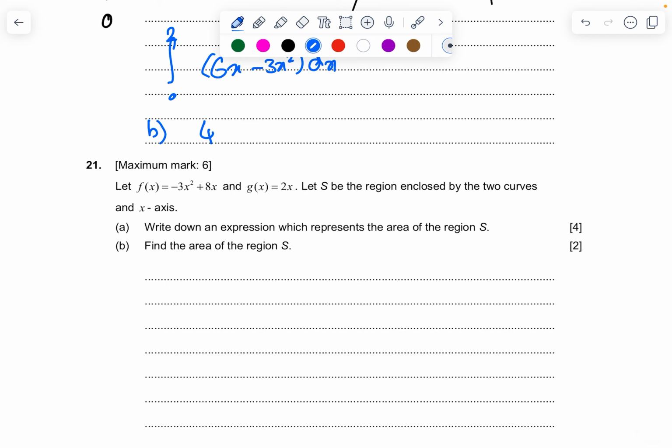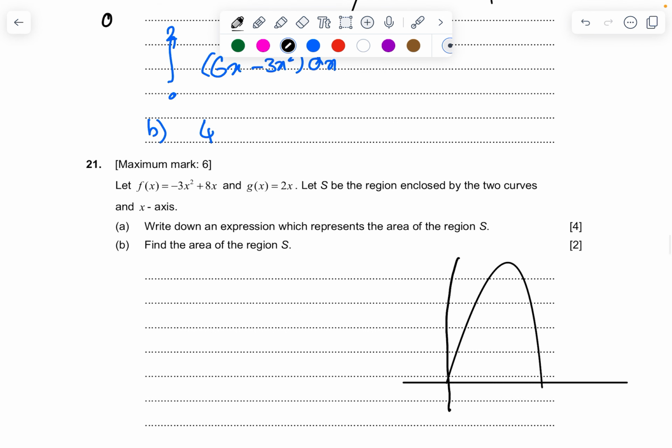Question number 21. f of x and g of x is given. Write down an expression for this. So when you draw the graph over here, and g of x is 2x, we can see this point of intersection. Minus 3x squared, so I go back and plus 8x plus 2x. Write down an expression which represents the area of the region S.